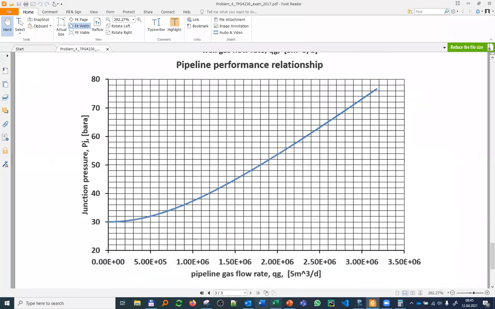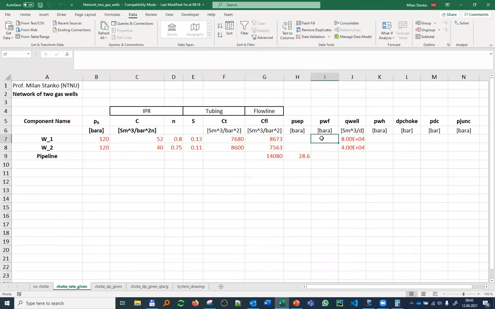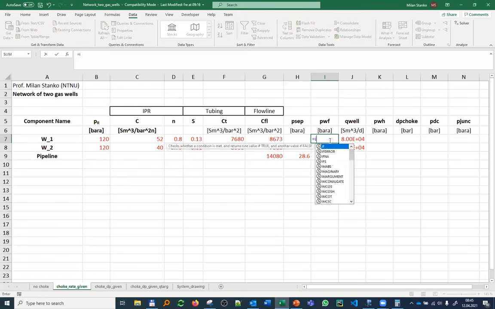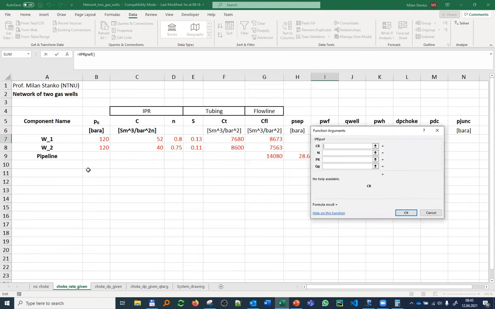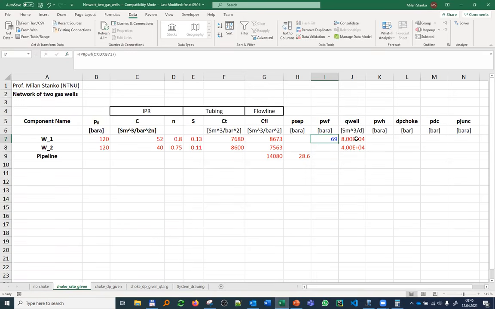So let's do that. Let's close this one, we don't need it anymore. So this is the Q of the well. I'm moving now from reservoir to flowing bottom hole. So this will be IPR, PWF, and the C, the N, reservoir pressure, and the rate that I want to produce. And that tells me if I want to produce that rate, actually I need 69.